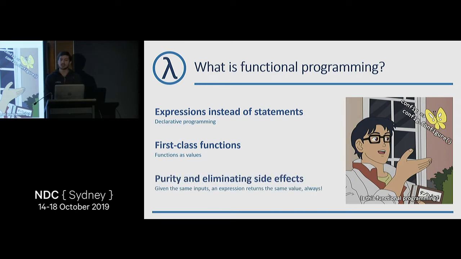The other major tenet of functional programming is purity and the elimination of side effects. And this means that an expression in your code, when given the same inputs, should always return the same value. Some FP languages encourage purity but allow impure and side-effectful code, while others disallow impurity entirely and force you to write 100% pure code.